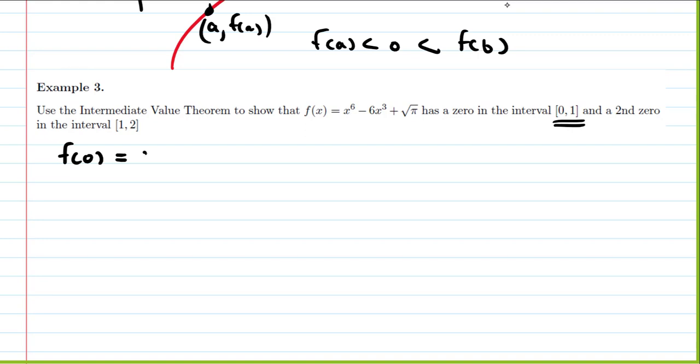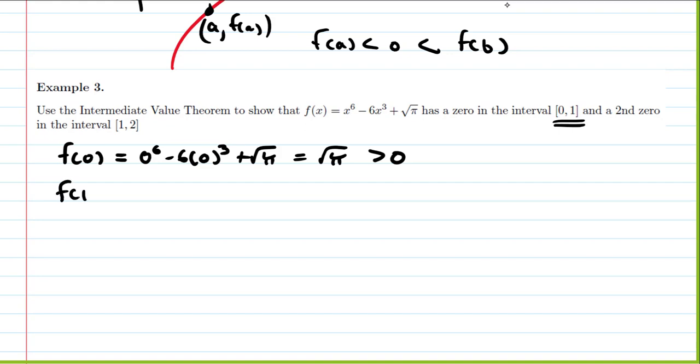Well, f of 0 is 0 to the 6th minus 6 times 0 cubed plus the square root of pi. So that's just going to be the square root of pi. And we know that this is going to be a positive number because the square root of pi is positive.